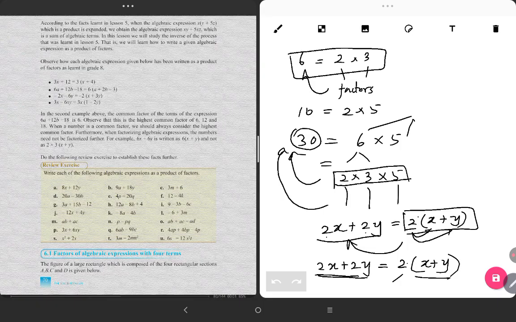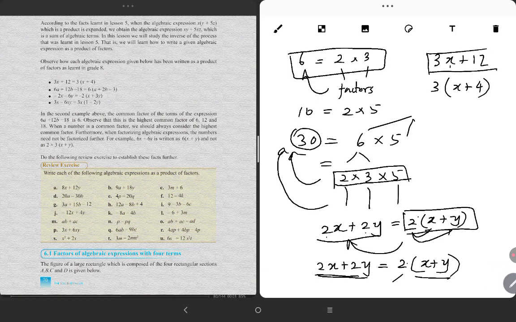Like if you take a look at 3x plus 12. If we take 3 out here, it becomes x plus 4. So then the factors of this particular expression are 3 and x plus 4. So we can write it this way. And it's a product of two different terms or sometimes three different terms. Let's do a few review exercises, and that way we can solidify our understanding here.